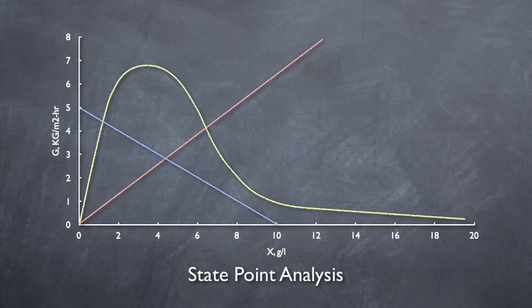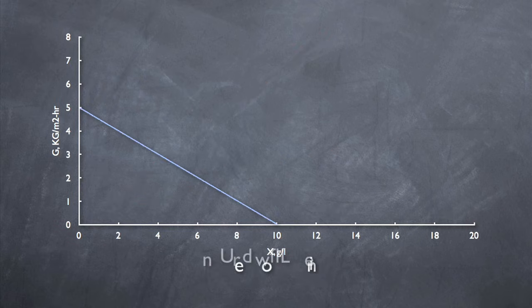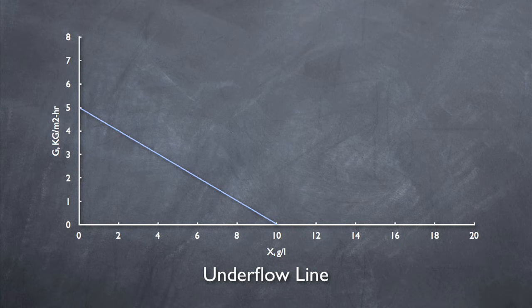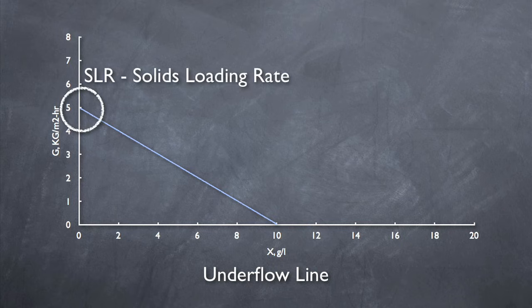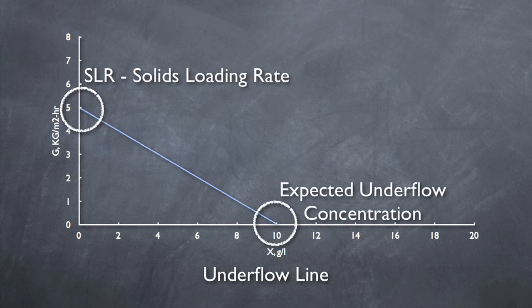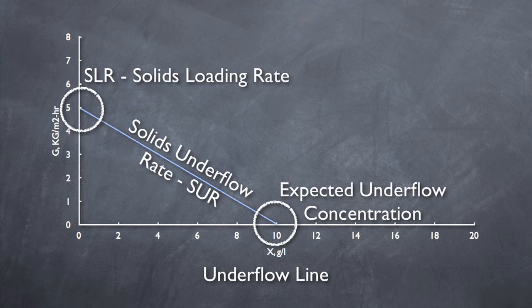The third and final component of the state point diagram is the underflow line. The y-intercept of this line represents the solid's loading rate, or SLR. The x-intercept of this line represents the expected underflow concentration. The slope represents the solid's underflow rate, or SUR, which is calculated by dividing the RAS flow by the clarifier surface area. This line can be adjusted in two ways.